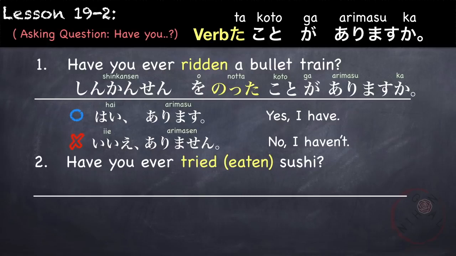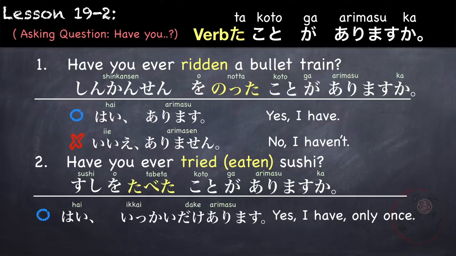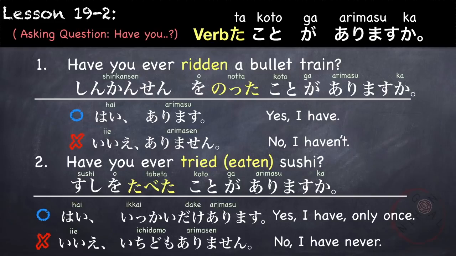Another example is, have you ever tried or eaten sushi? Sushi o, our verb is eat or try, which is tabemasu, which becomes tabeta, followed by koto ga arimasu ka? Sushi o tabeta koto ga arimasu ka? Yes, I have. Only once. Hai, ikkai dake arimasu. Or, no, I have never. Not even once. Iie, ichido mo arimasen.